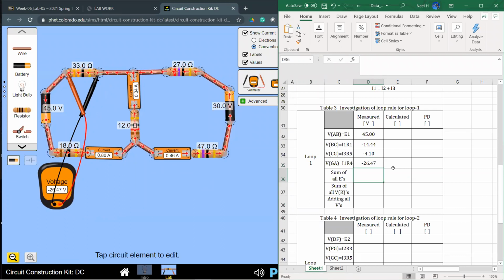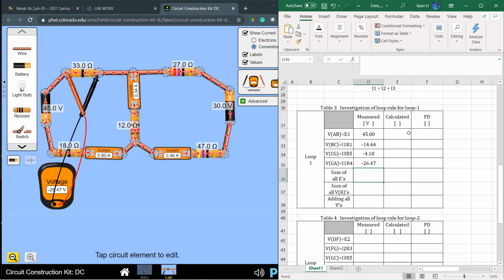Just pure curiosity, what would happen if you place the negative first? When we measure the next loop, you will see that if we go against the current direction, you should see a positive number across the resistor. We're going to do it in a bit on loop 2. Okay, any other question?